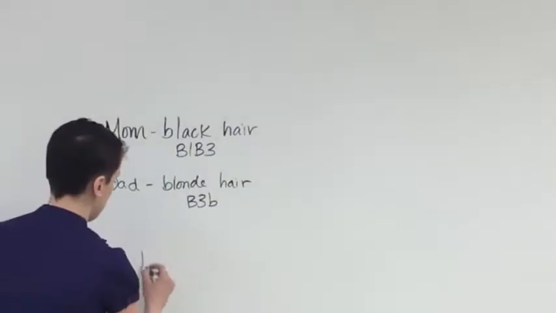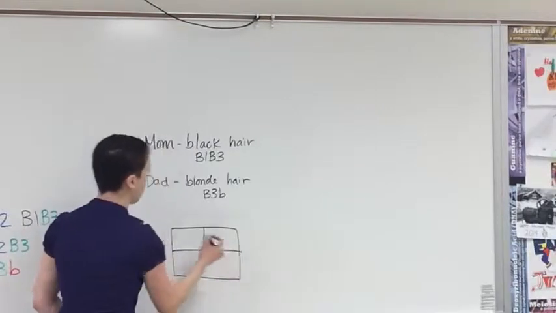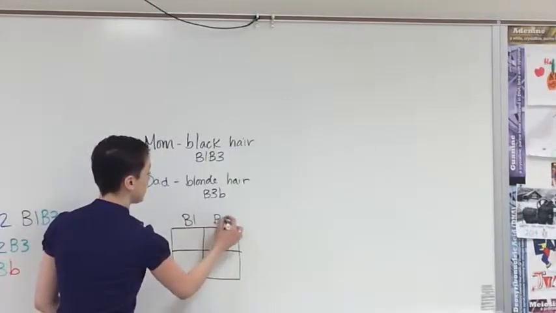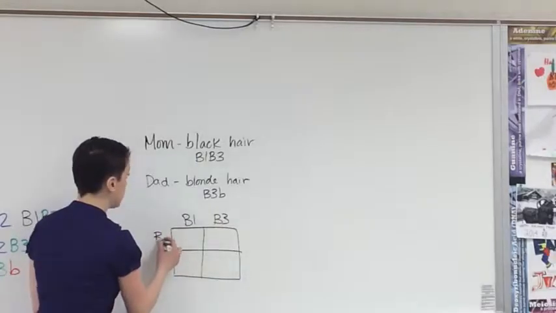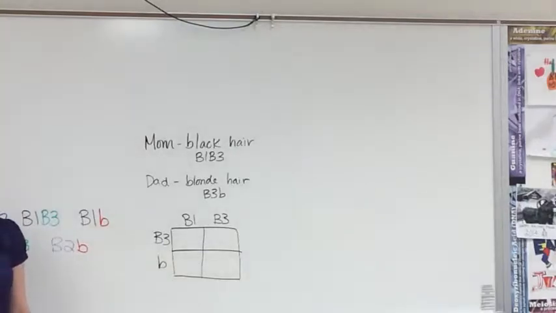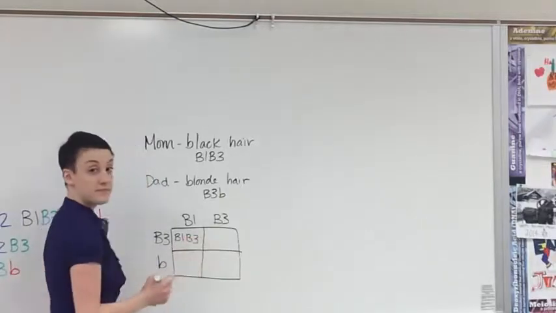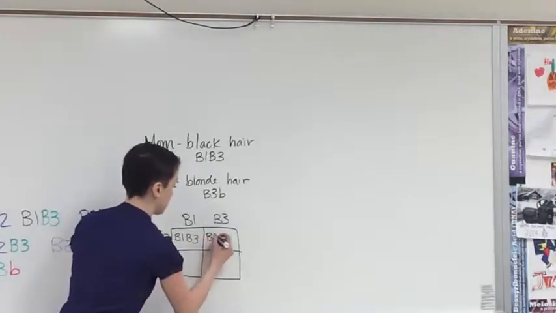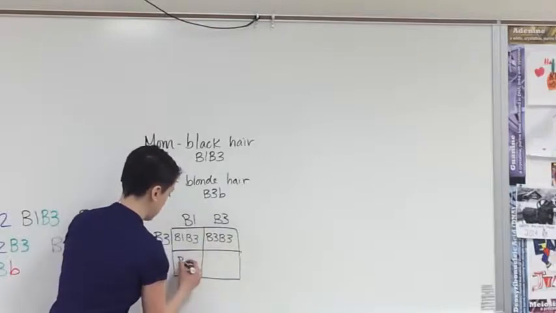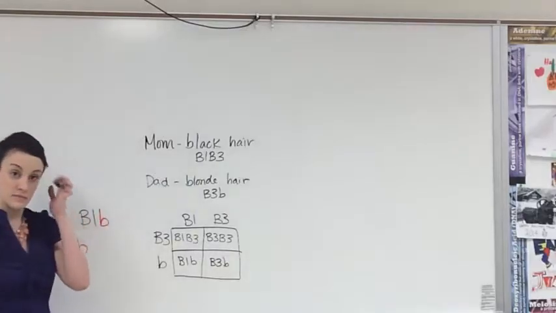So, here's your Punnett Square. We'll put B1 over one box, B3 over another, and then on the side, B3 next to one box, and a little b next to another. Then, fill your boxes in. Big letters before small letters, numbers in order. So this first box would be B1, B3. Good.